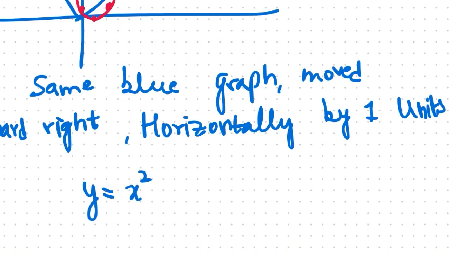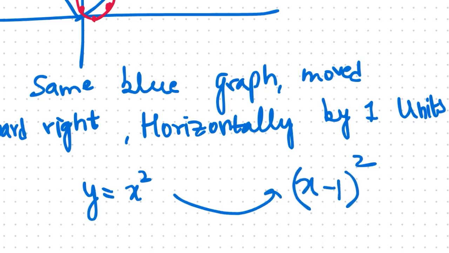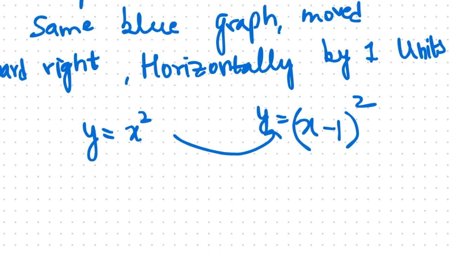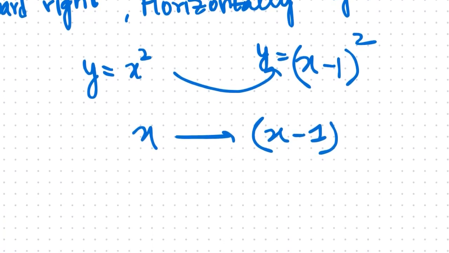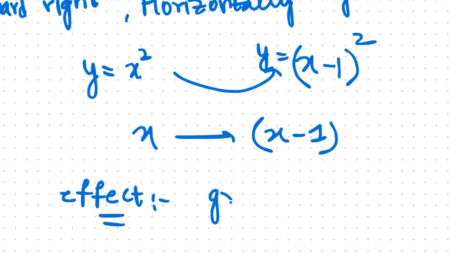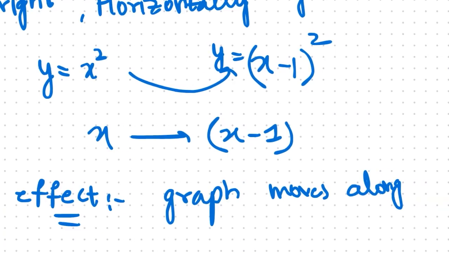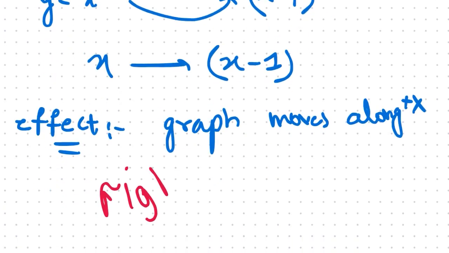So notice something. The initial formula was this, y equal to x square. X has become x minus 1, correct? Yeah. So x has become x minus 1. The effect means what happens is when you change x with x minus 1, the graph moves along x, left or right? Right.